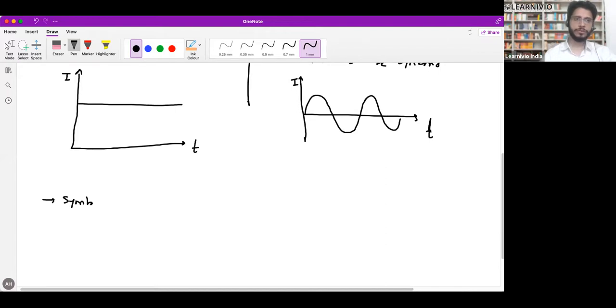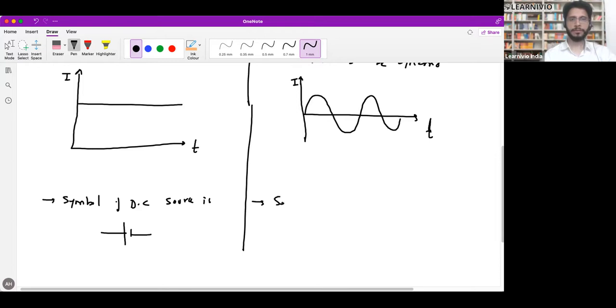This is the symbol of a DC source. And this is the symbol of an AC source. Basically, the dynamo is represented this way. So till now we have used DC source. We know how to apply Ohm's law for a DC source and how to calculate voltage for it. Now you have to learn how to calculate current through an AC source, how to apply Ohm's law to an AC source. Just note it down.